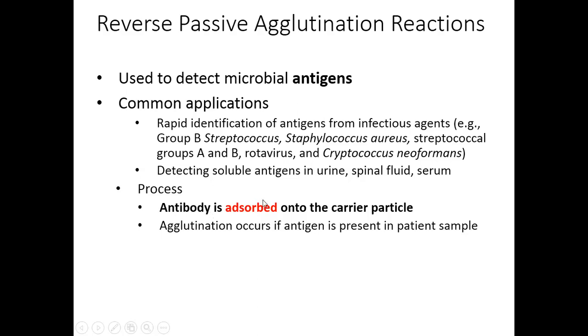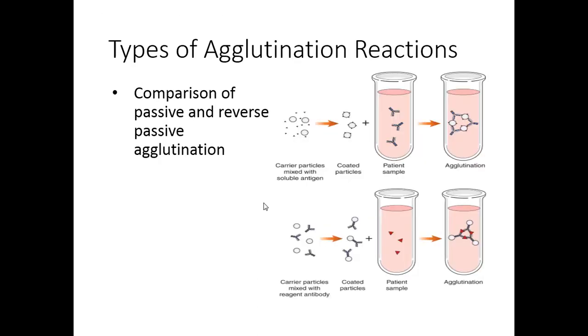Why? Because we attached the antibody to the carrier particle. So it's a reverse process of passive agglutination. It's very similar in concept. It's just that in this case, it's what we're looking for that's adsorbed onto the carrier particle. Make sense? I think so. So let's compare the two. This picture is also in your textbook. I know it's on page 149.